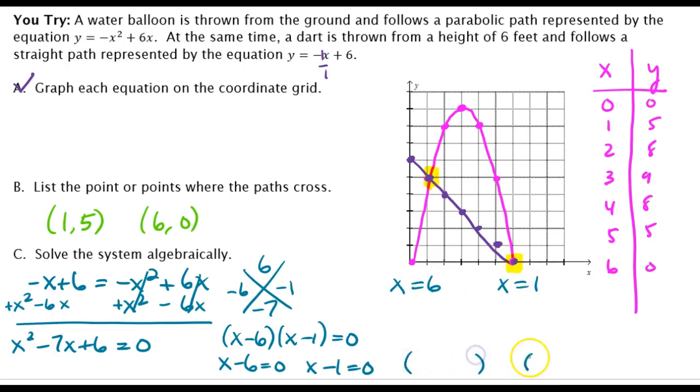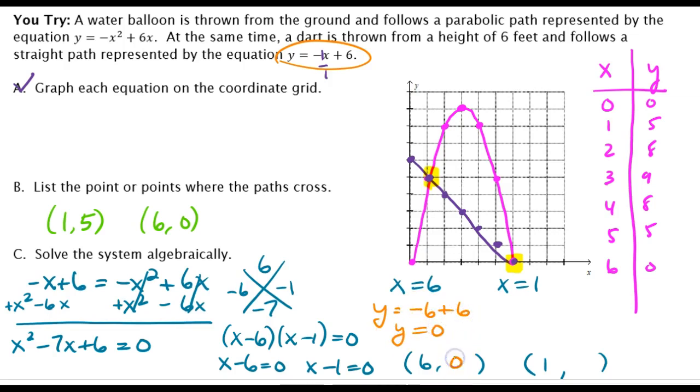So I know that I'm going to get two answers. 6 is going to be the x value of the first point, and 1 will be the x value of the second point. And now I have to plug those in to either one of my two equations, and it's going to give me my y values. So I'm going to choose to use this equation because it's simpler. So I have y equals negative x plus 6. So that gives me 0.